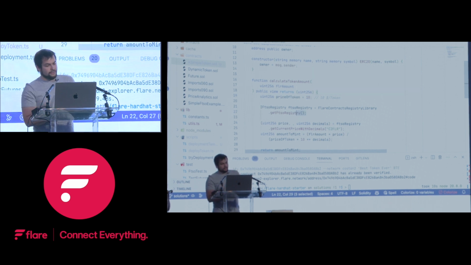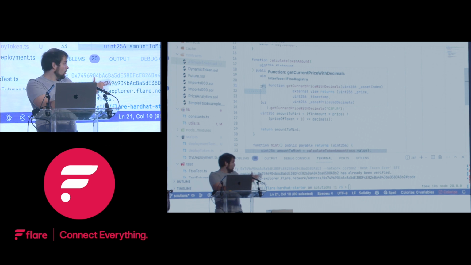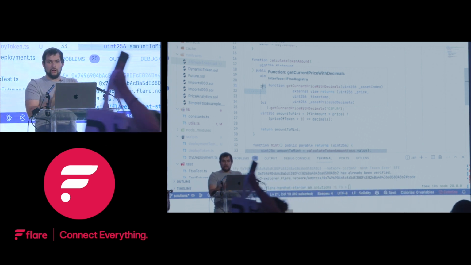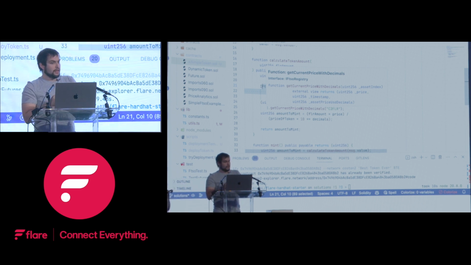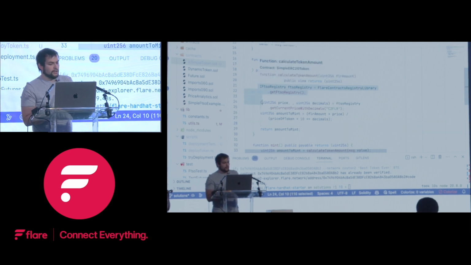We first get the FTSO registry. And then from the FTSO registry, we can query, as before, the price of Ethereum. But now we can query the price of Coston2 Flare, calculate how many dollars this currently is, calculate how many tokens the user should get, and boom, issue this amount of tokens to the user. So all this calculation is pretty simple, done on-chain, and is really gas effective.